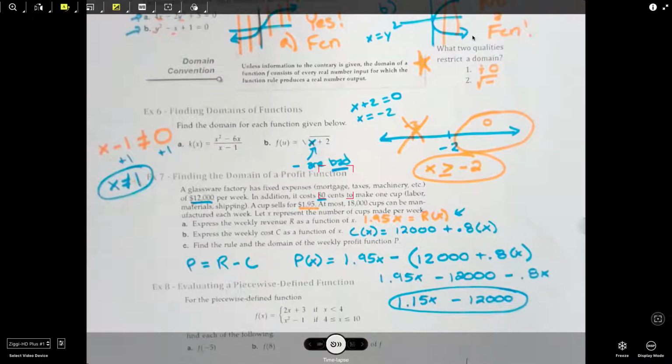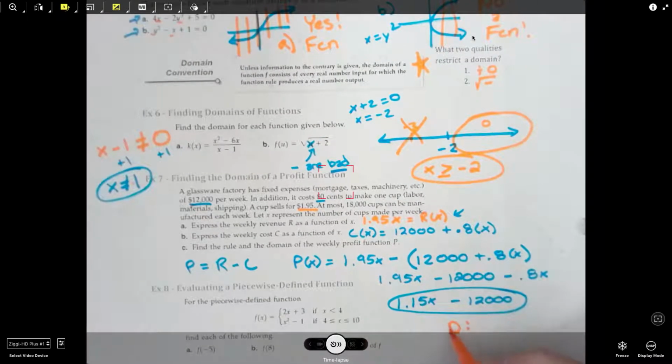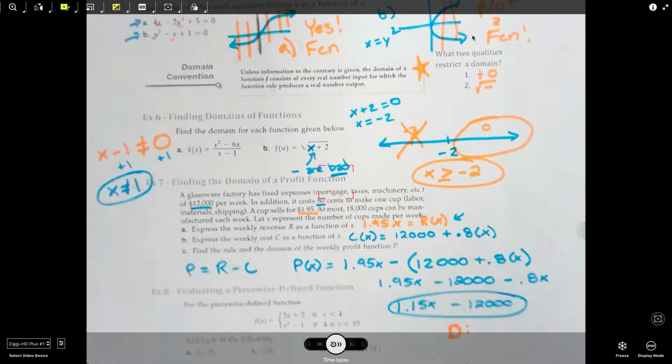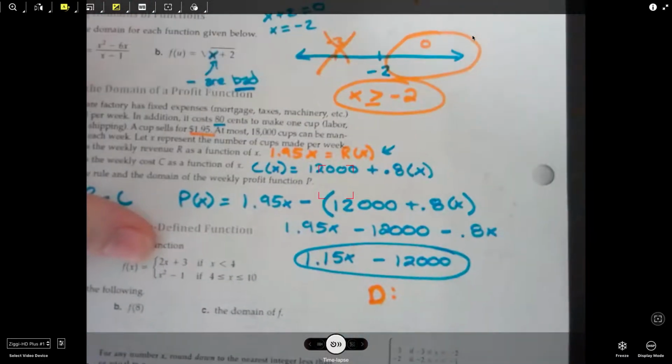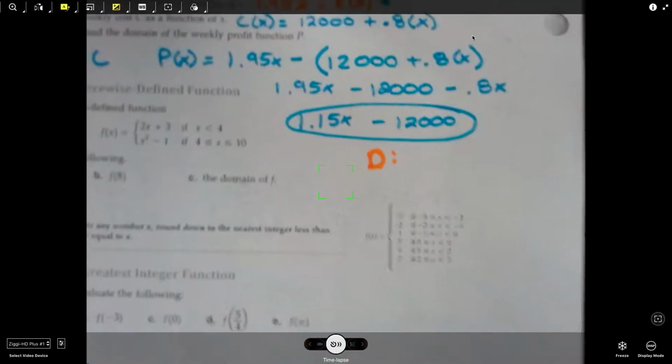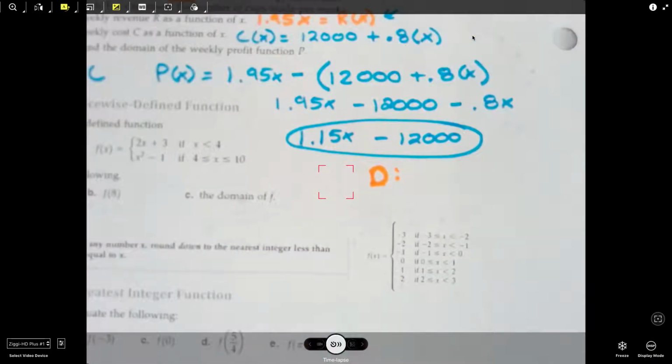Okay, now they want to know domain. Do I have a negative inside of a square root or division by 0? No, but I do have a story problem. Domain is talking about the x's, and x's are representing the number of cups that I'm making, right? Okay, so what's the domain? What can and can't I have for number of cups?